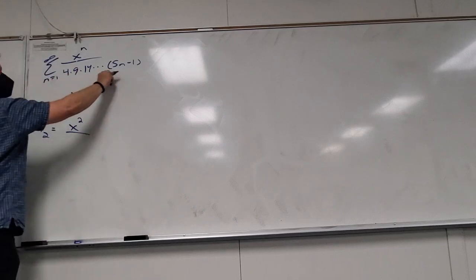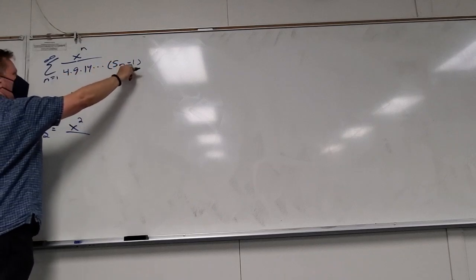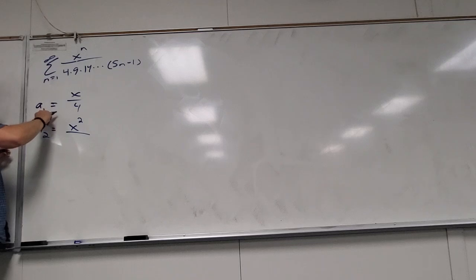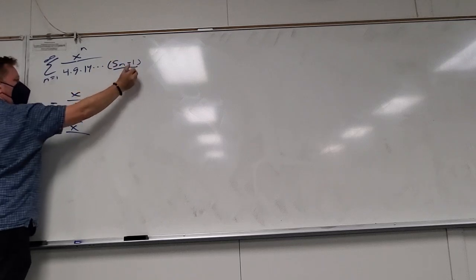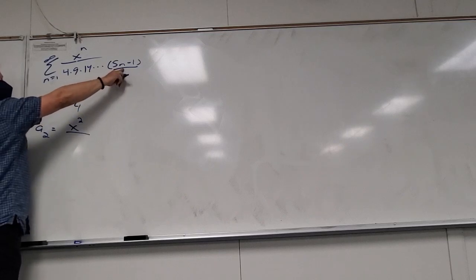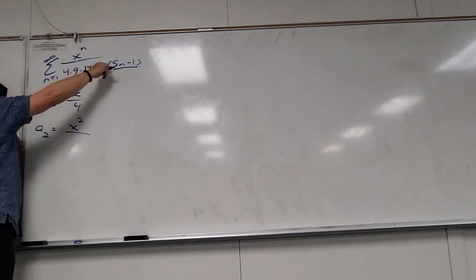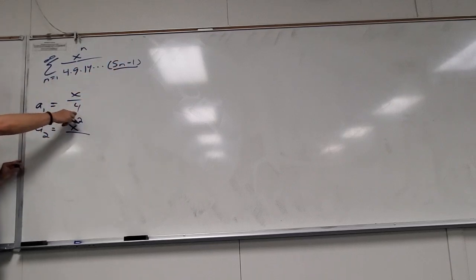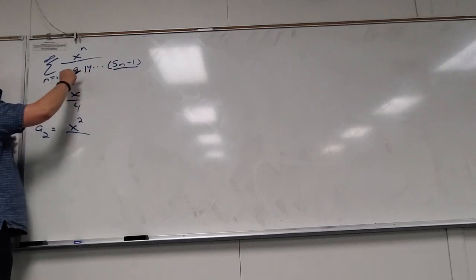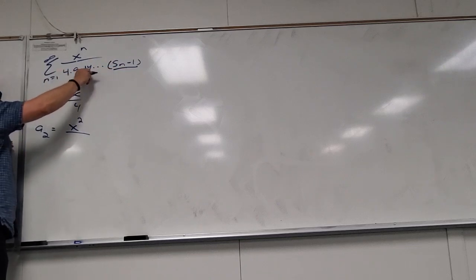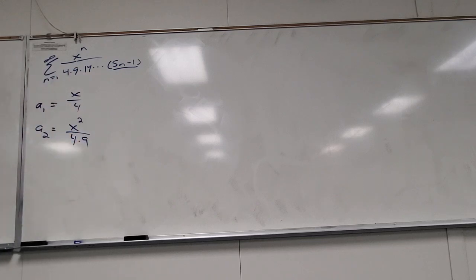The way this says, it says 4 times 9 times 14 up to 5n minus 1. So when n is 1, what's this? When n is 1, this is 4. So it says take 4 and multiply it by 5 more until you get up to 4. Okay. When n is 2, this is 9. Take 4 and multiply it by 5 more until you get to 9. 5.